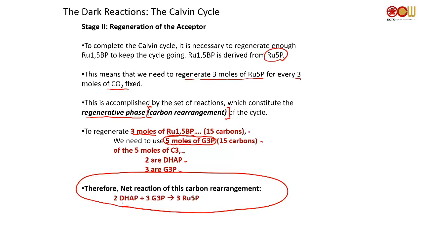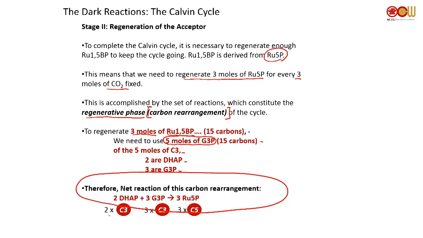It does not require ATP, it does not produce ATP, and it has nothing to do with NADH, NADPH, that kind of stuff. Absolutely nothing. It's just carbon rearrangement. All it ever does is rearranging carbons. 3 plus 3, 3 plus 4, 7 plus 3 gives you 2 5s, etc. Like what we talked about at the beginning of our class. Okay? So 2 C3, 3 C3, 3 C5.